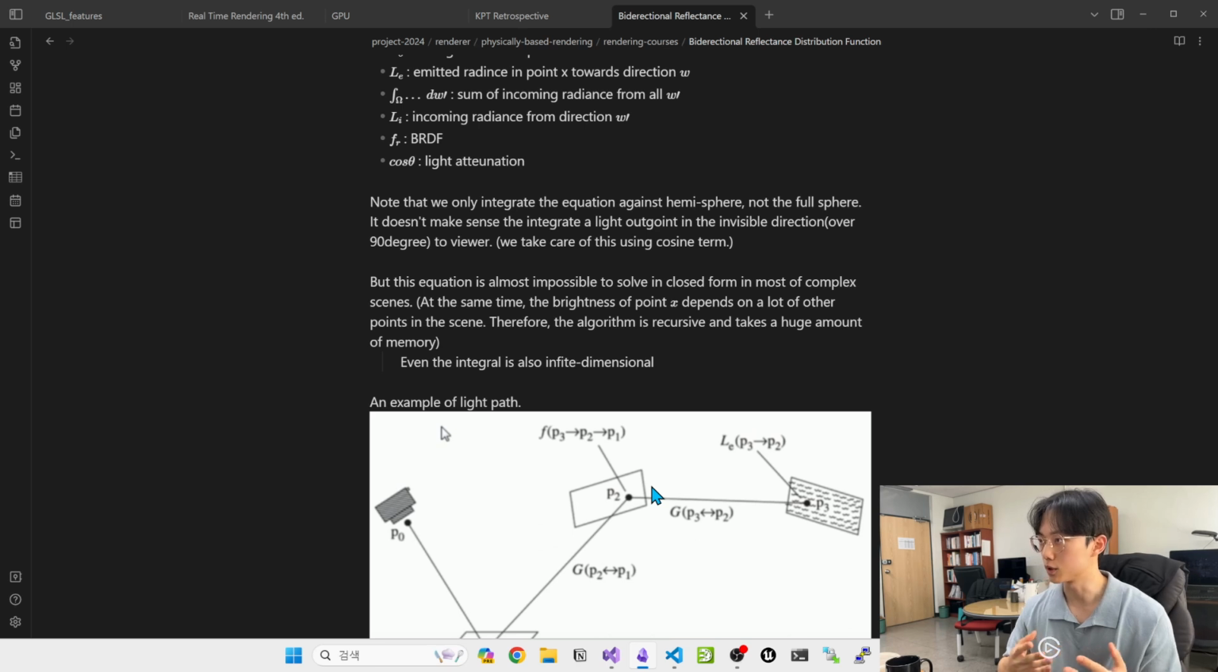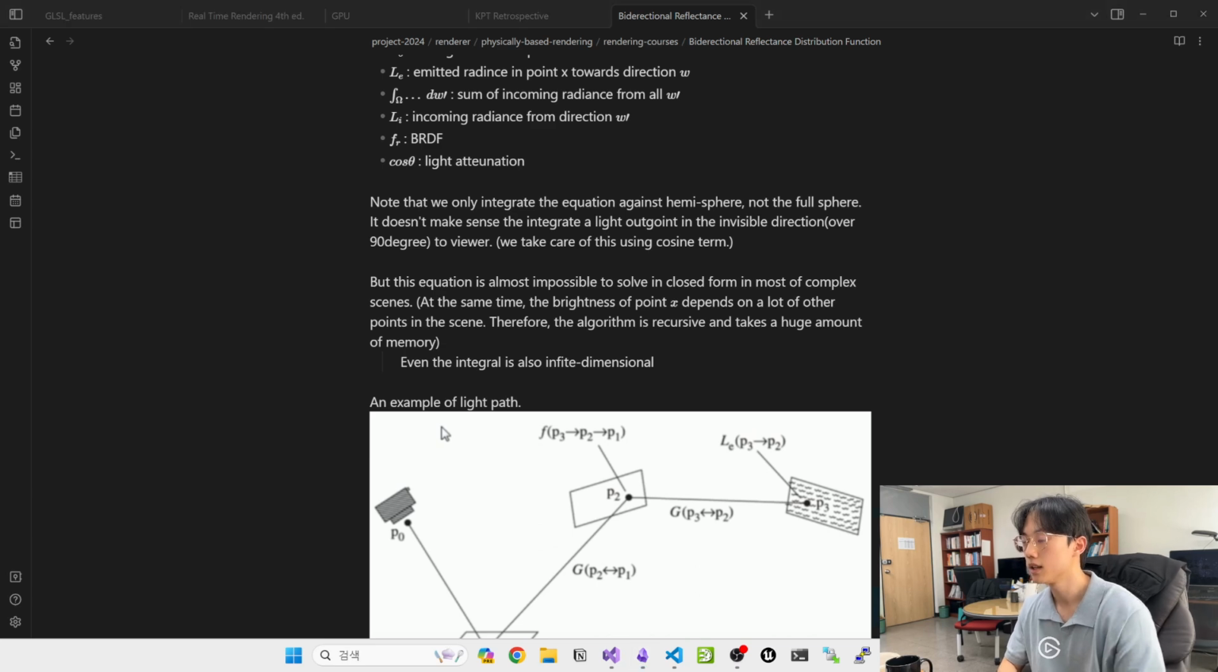So in this case, we use Monte Carlo integration, and I think we're going to learn about this in a few lectures later. So this is all for today's recording, and thanks for watching.